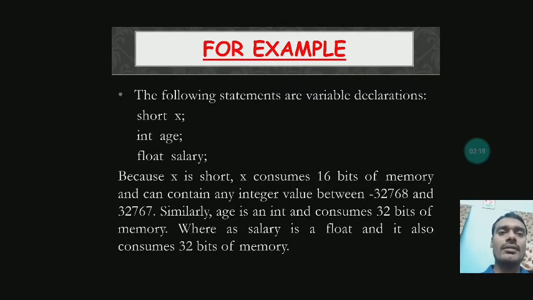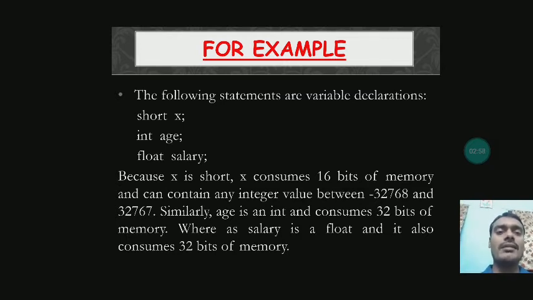Now next, I would like to give you some examples. The following statements are variable declarations: short x, int age, float salary. These all are variables. X is a variable of type short, age is a variable of type int. Third one is salary. Salary is the name of a variable and it is of data type float, which means we can store decimal values in float. Short and int data types are used to store integer values.